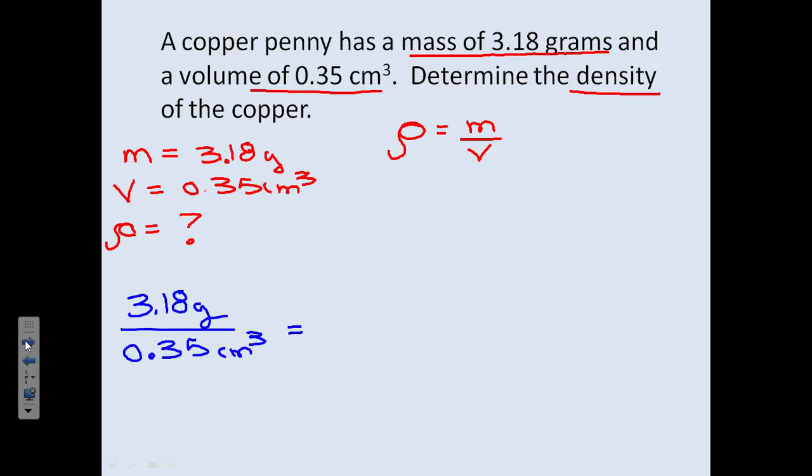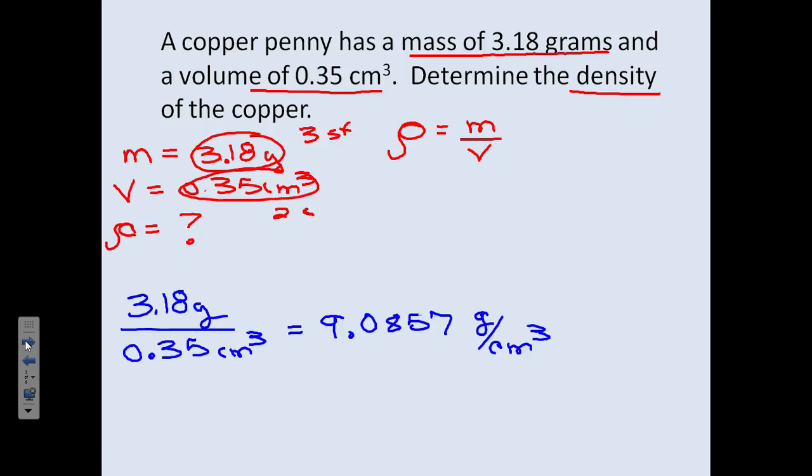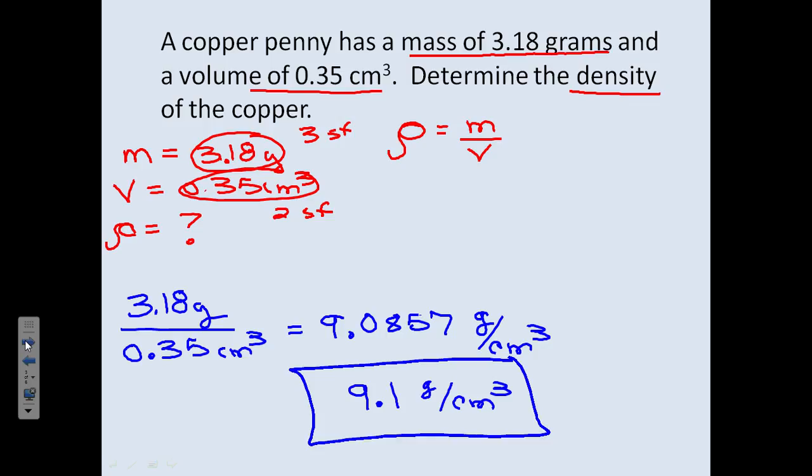Can you calculate your density? Your calculator is going to give you a bunch of numbers. I've written down some, 9.0857. Notice your units don't cancel, so it's grams per cubic centimeter. But we need to worry about significant digits. Mass has 3 sig figs, and the volume has 2 sig figs. So you need to round your answer to 2 sig figs. So I'm going to change my number to 9.1 grams per cubic centimeter, and that will be my density.